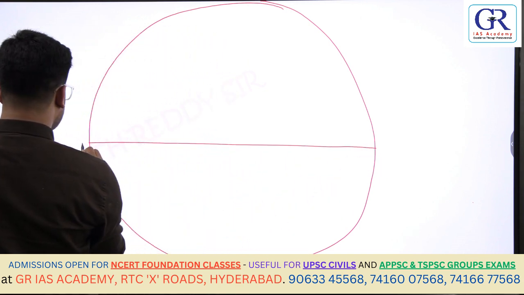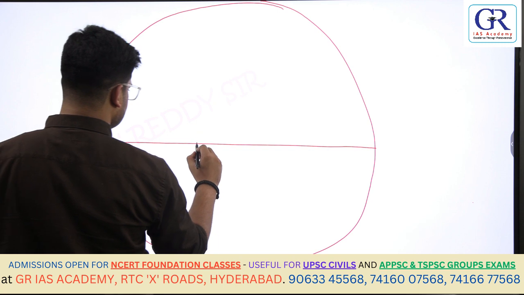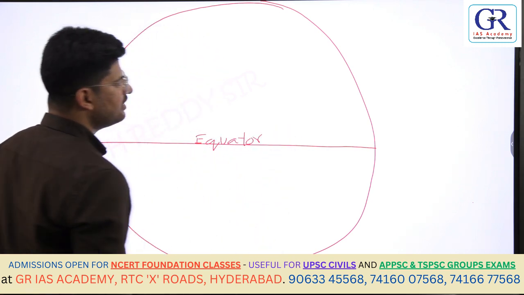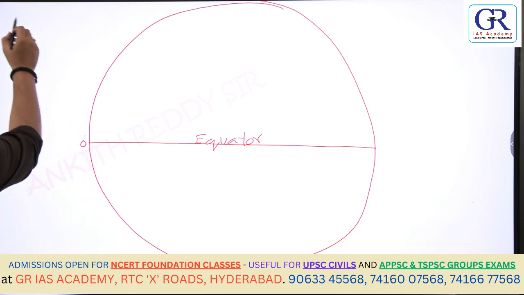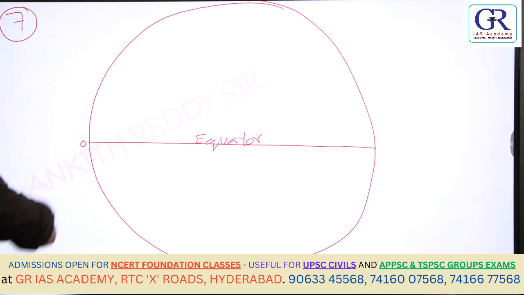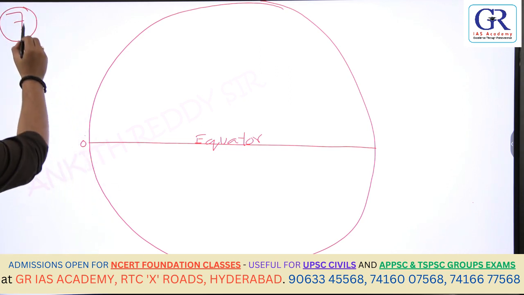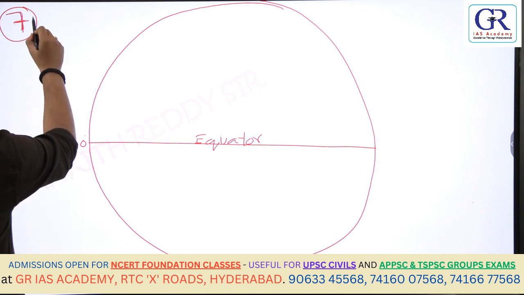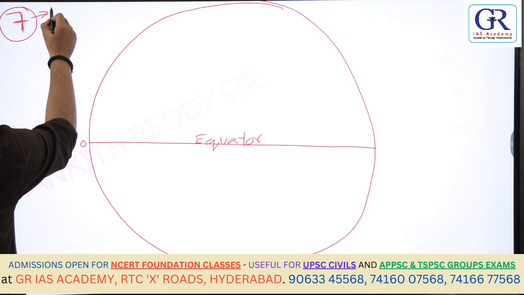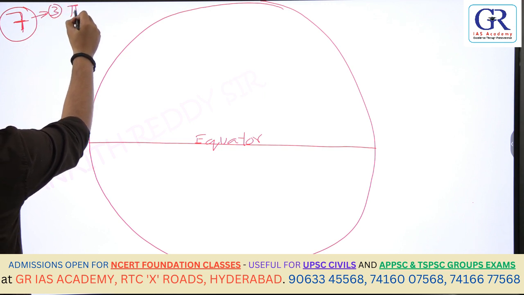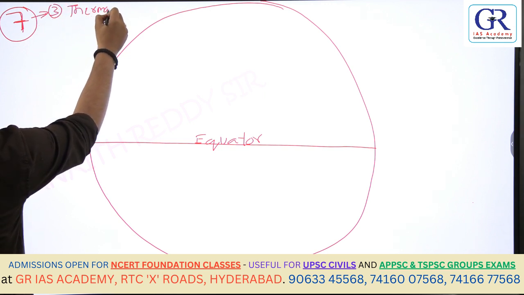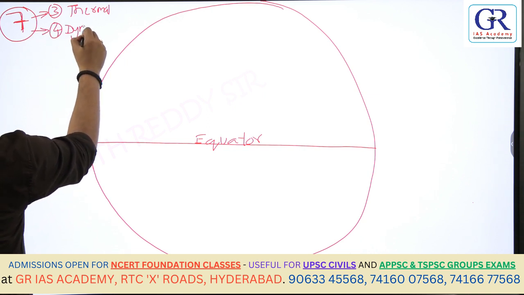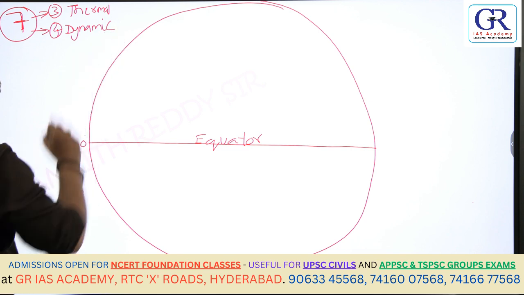0 degree latitude is called the equator. So how many total? There are 7 pressure belts. 3 are thermally induced, based on temperature. 4 are dynamic.